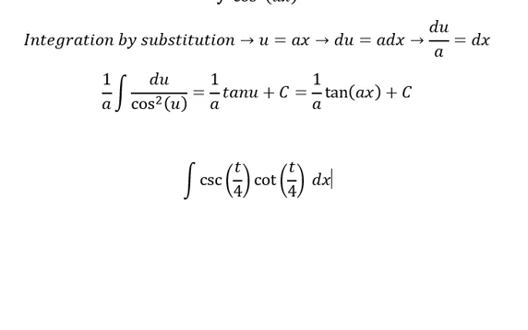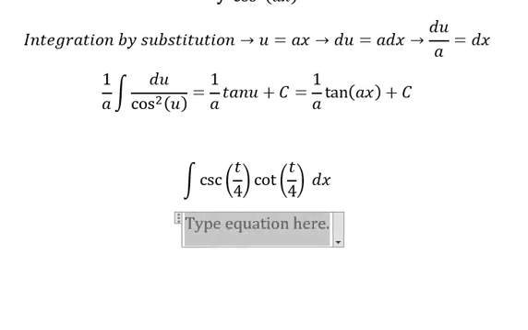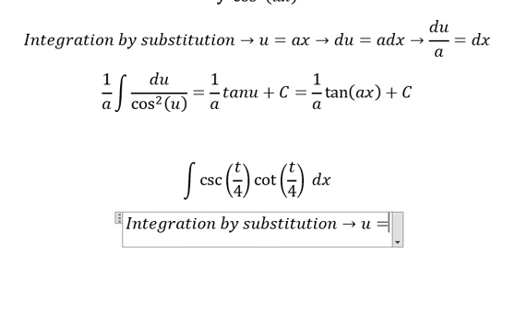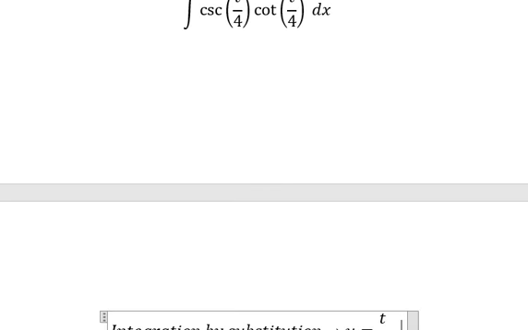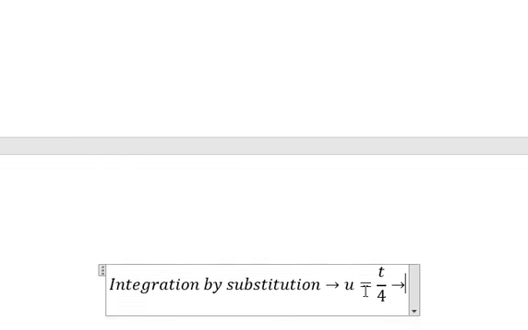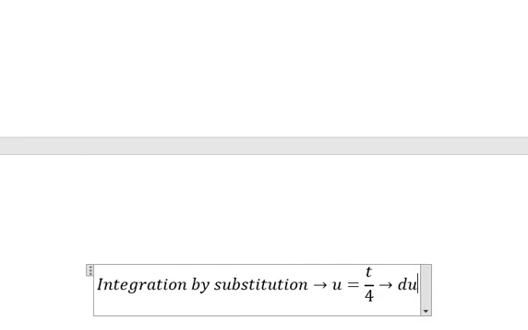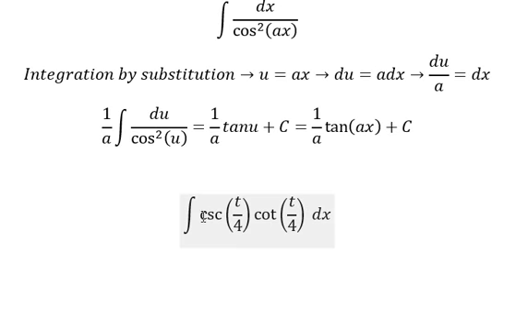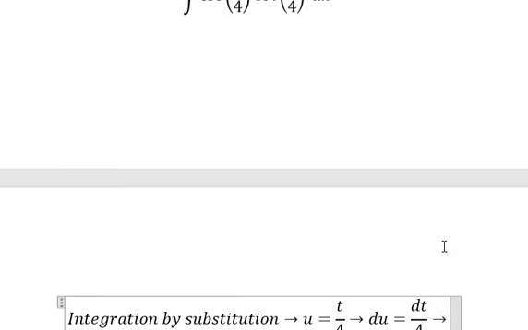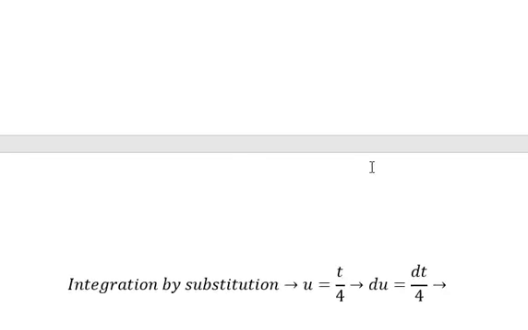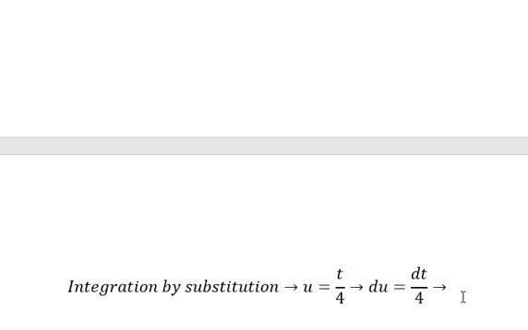The last one, we need to use integration by substitution. So I will put u equal to t over 4. So if we first take the derivative of both sides, you get du equals dt over 4. Oh, sorry, this is dt. So we multiply both sides by the number 4.